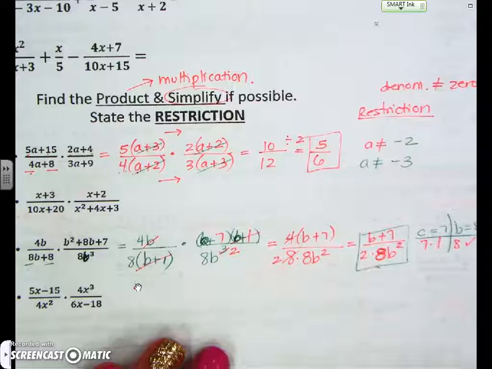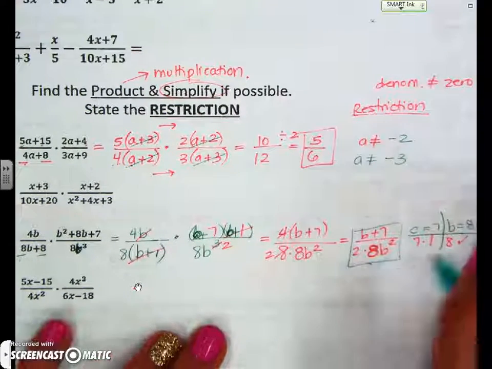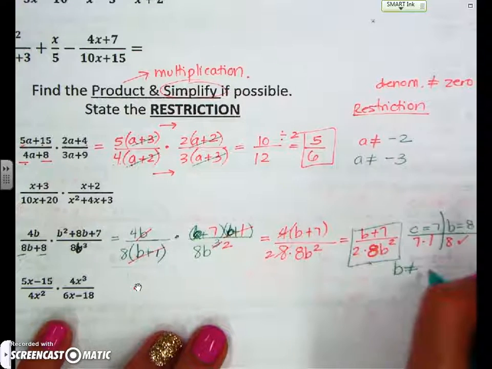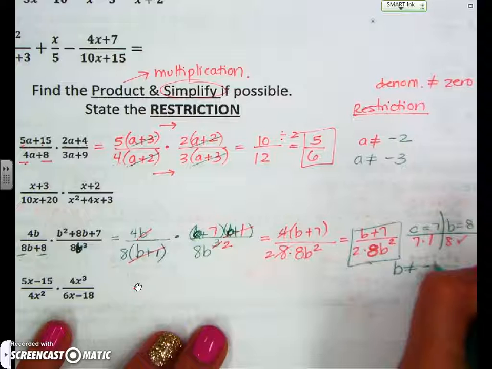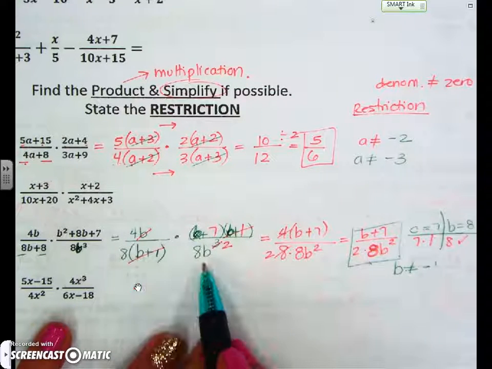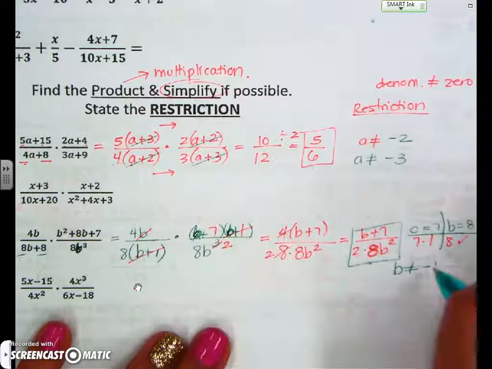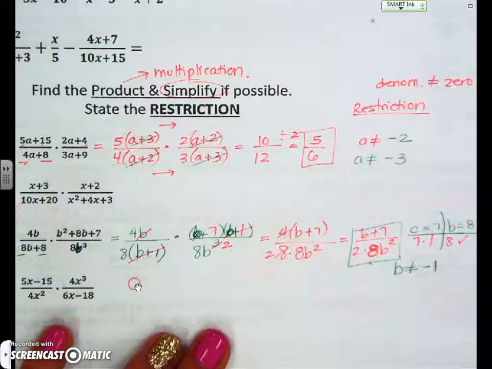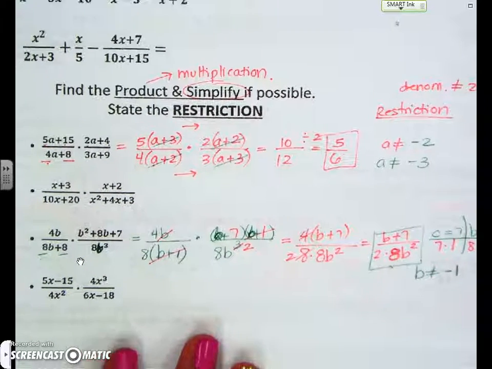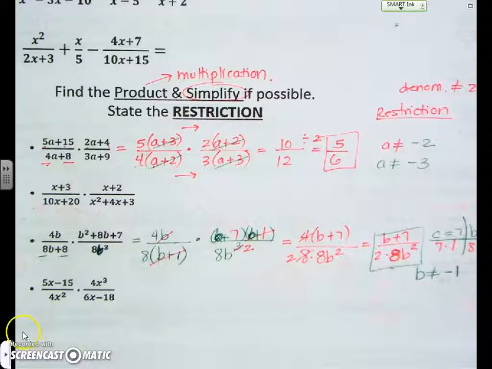Okay, what would you guys say is the restriction? B cannot be equal to what number? What's inside our parentheses and in the denominator? Yeah, b cannot be equal to -1. Okay, I want you guys to go ahead and try. Should we move on to another station or should we try these two?